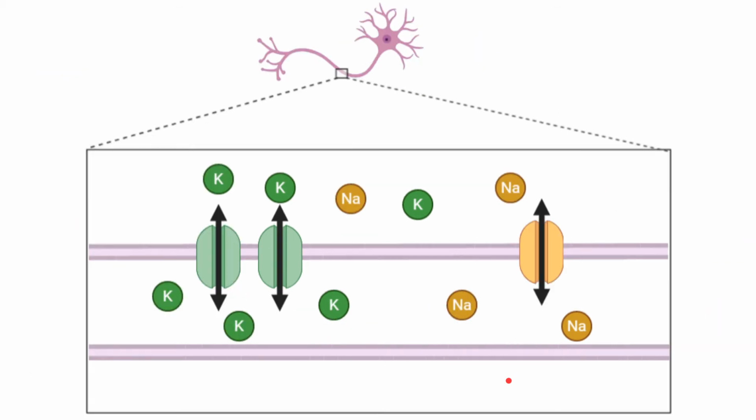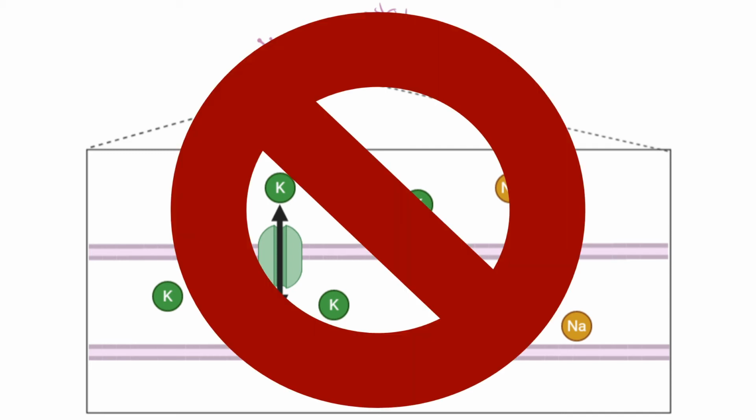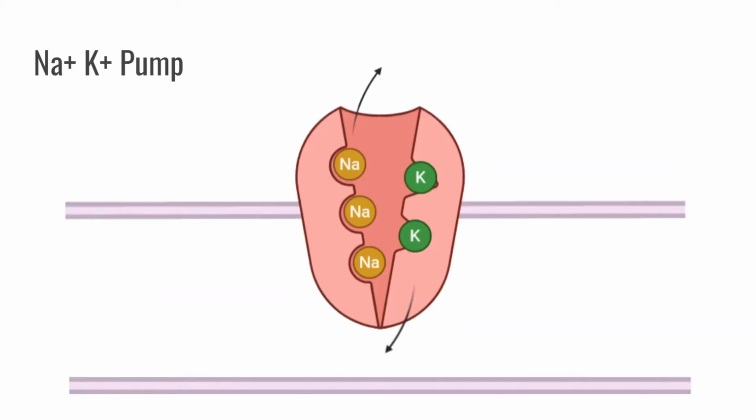And we would predict these to keep moving until they reach equilibrium, and then they are balanced and move in and out equally in both directions. However, this is not what happens. Something keeps the ions from being able to reach equilibrium, and that something is the sodium-potassium pump. Pump tells us it's active transport. That means it requires ATP energy.